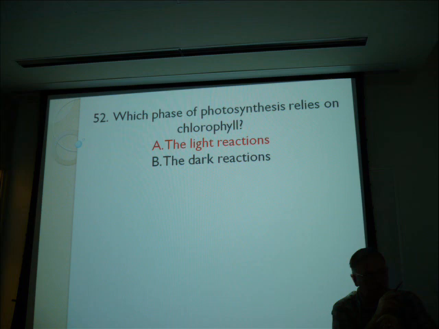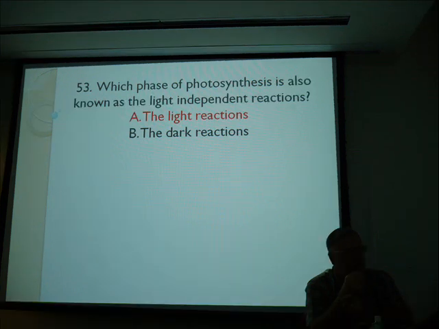The light reaction is going to have it. And that's why a plant in a closet dies, because the chlorophyll doesn't get to do its thing, because there's no light. Which phase is the light independent reaction? The dark ones, B. The dark ones don't need light, they're called independent. The light dependent reactions are the ones that are light reactions.